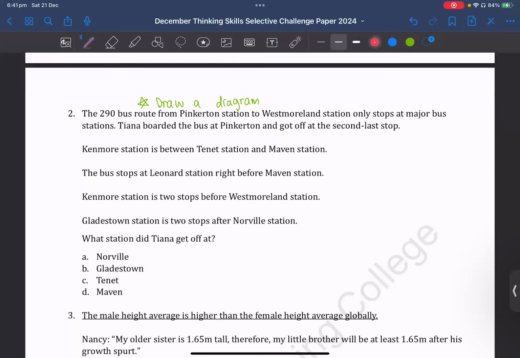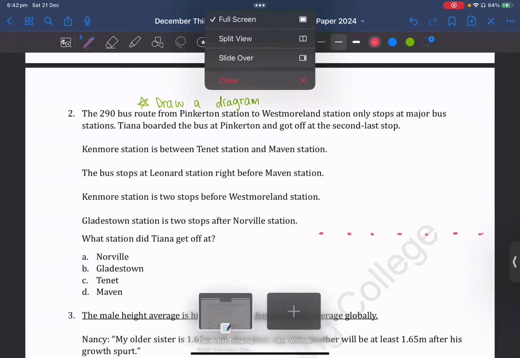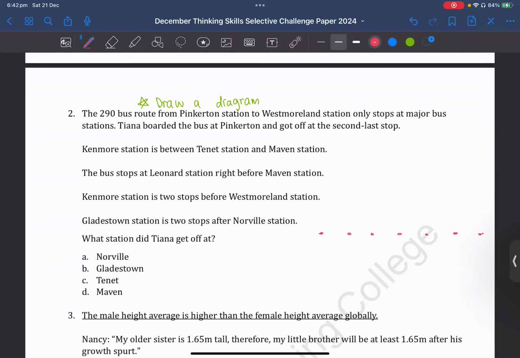So let's go through this one by one. The first step is you read the question. Now, the line tells me that Kenmore is between Tenet and Maven, and the bus stops at Leonard Station right before Maven Station. So my question here would be, which one's closer, T or M, that's closer to P? Because we want to know, okay, which way is what? So the way I would do this is I would actually draw up a few stations here. We don't really know how many stations there are, so I'm going to give myself plenty of space to know what I'm working with.